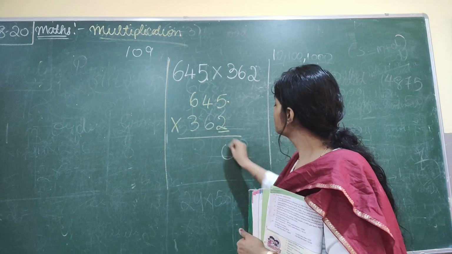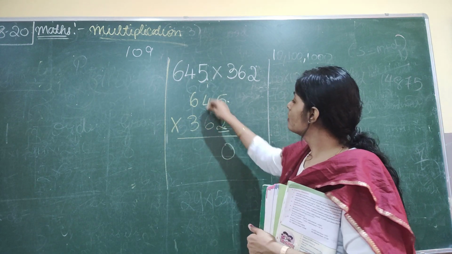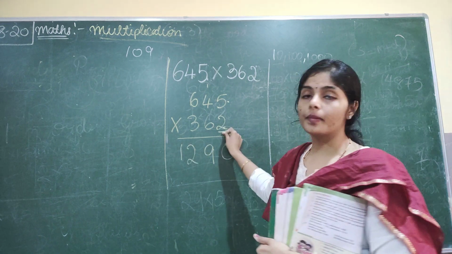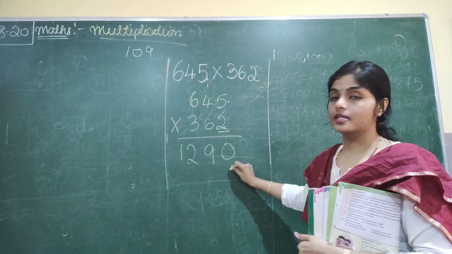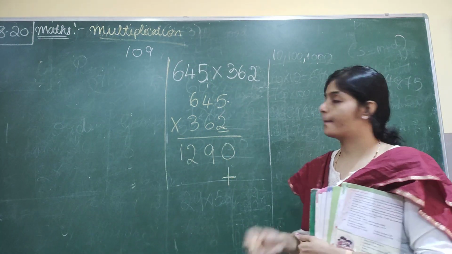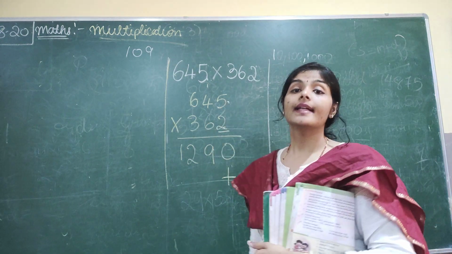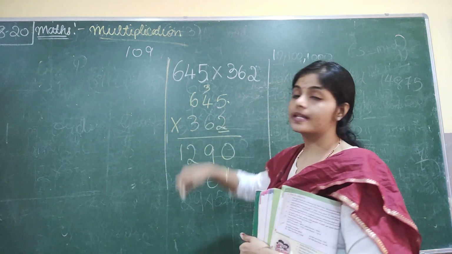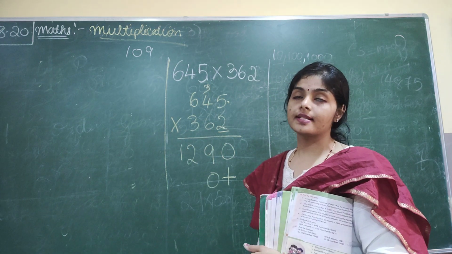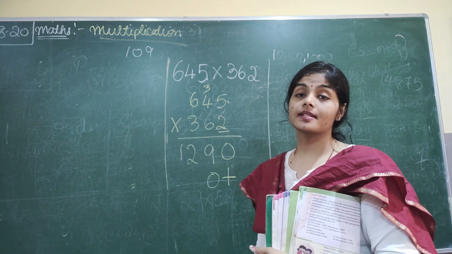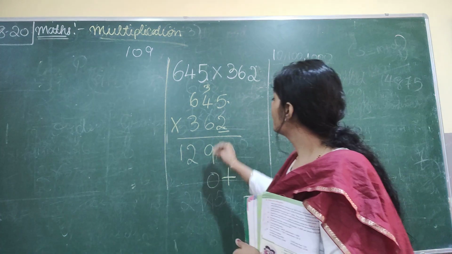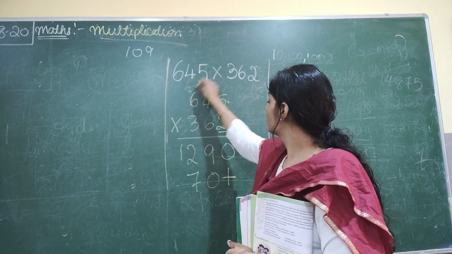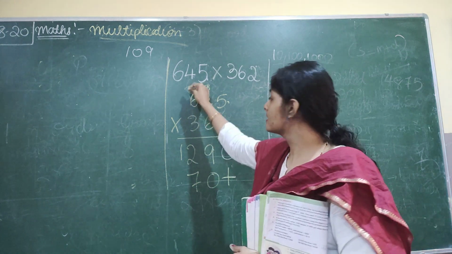2 5s are 10, 0, 1 carry over. 2 4s are 8 plus 1, 9. 2 6s are 12. One number we multiply by the units place, so below this we should put a plus because one number. Next, 6 5s are 30, 0, 3 carry over. 6 4s are 24 plus 3, 27. So 7 will come here, 2 carry over. 6 6s are 36, 37, 38.